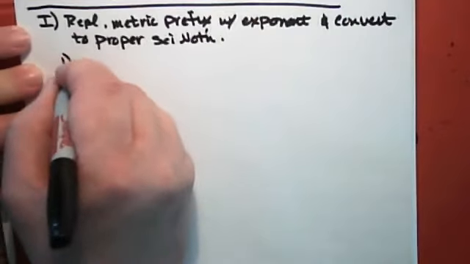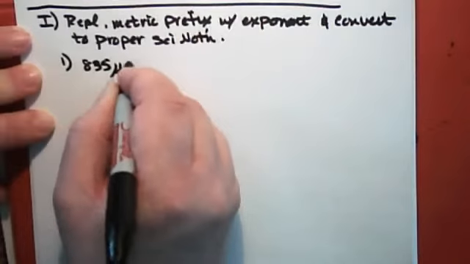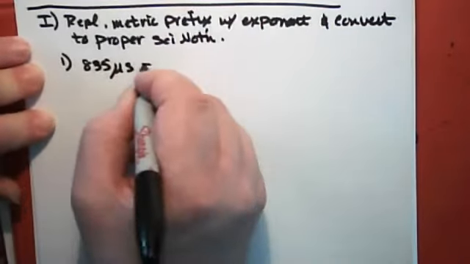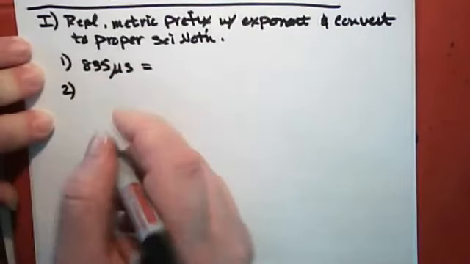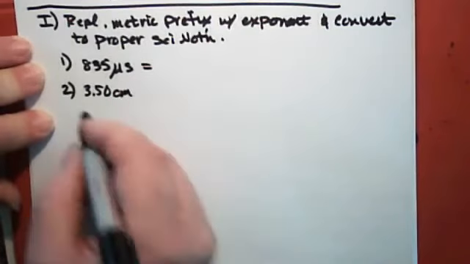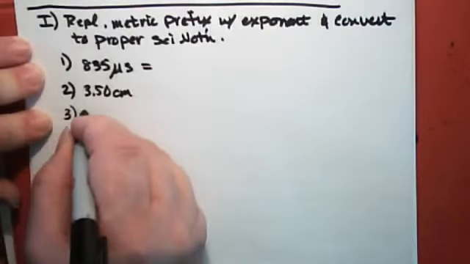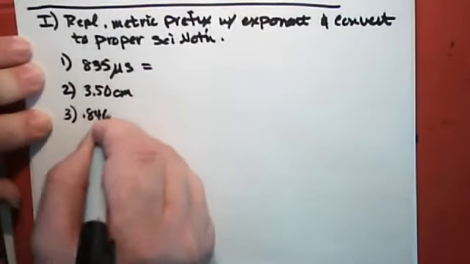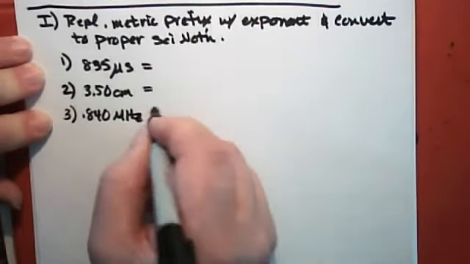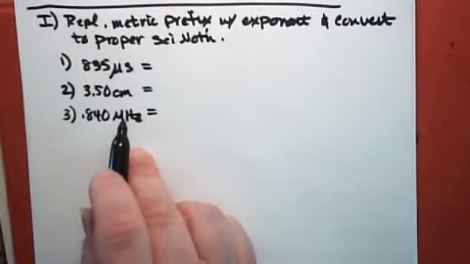Number 1 is 835 microseconds. 2 is 3.50 centimeters, and 3 is 0.840 megahertz. Again, there's that hertz again, but the mega is the only part you really need to be concerned about here.